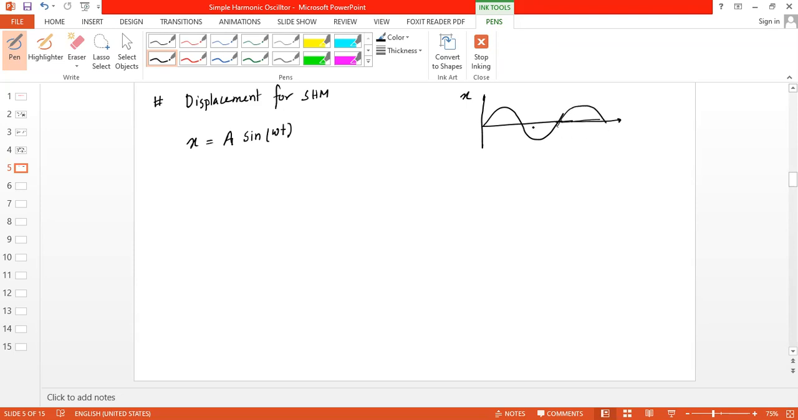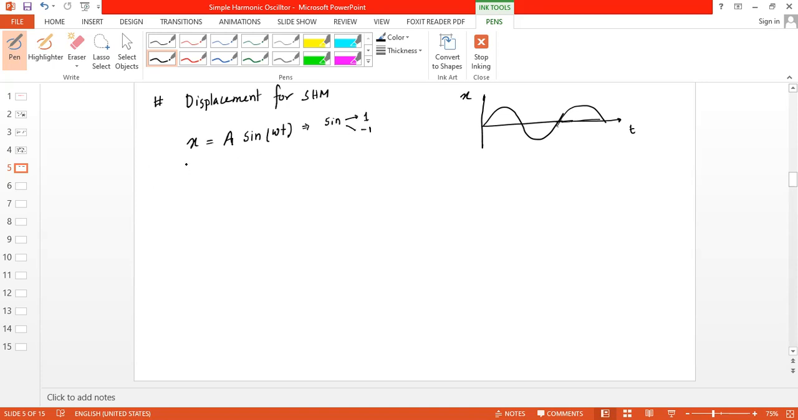Okay, so sorry. This is the position versus time graph. This is how the position varies with time. And now if you just have a look here, the sine function varies. কত থেকে কত পর্যন্ত ভ্যারি করতে পারে sine function? Sine has a maximum value of +1 and a minimum value of -1.